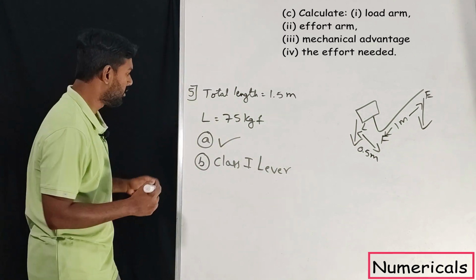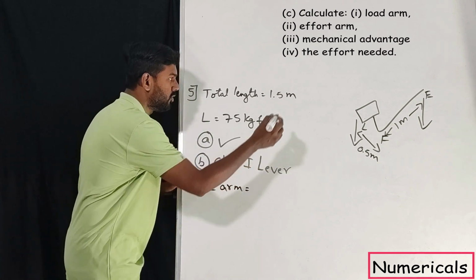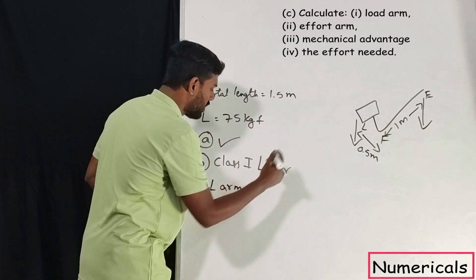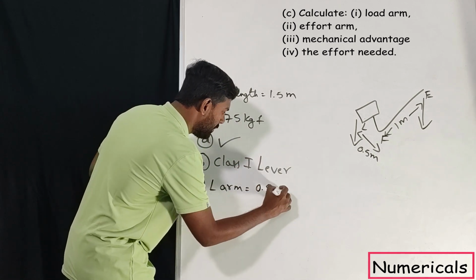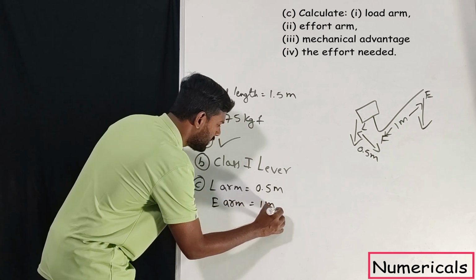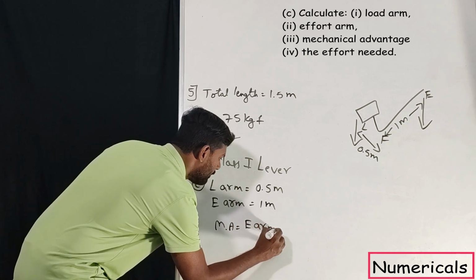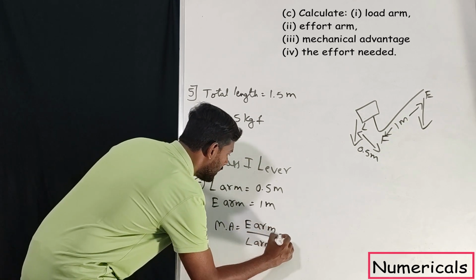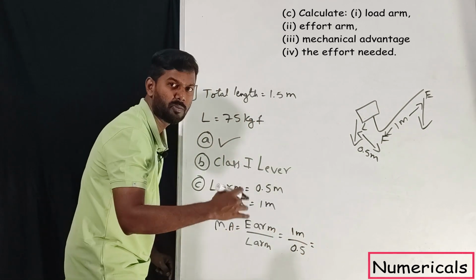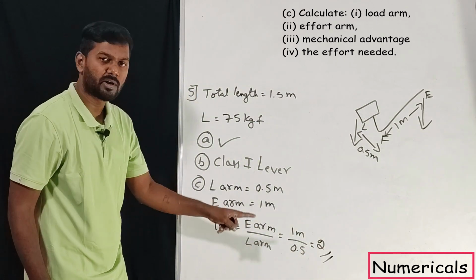Okay, now we have got the values. There is no need of calculating anything, this is for 1 mark, just identify the values. Load arm is 0.5 meter, effort arm is 1 meter. Then mechanical advantage will be effort arm by load arm. Effort arm is 1 meter, load arm is 0.5, anything divided by 0.5 becomes double, so it is 2. Mechanical advantage is equal to 2.